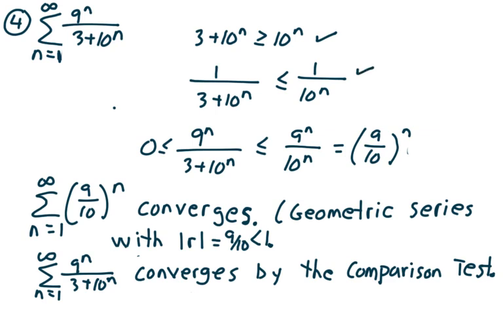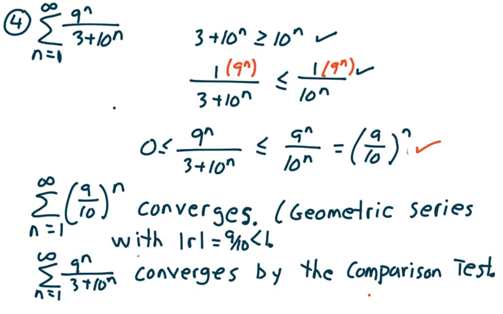And then what I'm going to do is multiply both sides by 9 to the n. That is legal. So up here, I'm multiplying by 9 to the n on the left side, and I'm going to multiply by 9 to the n on the right side. And so 9 to the n over 3 plus 10 to the n is less than or equal to 9 to the n over 10 to the n, which is equal to 9/10 raised to the n power.